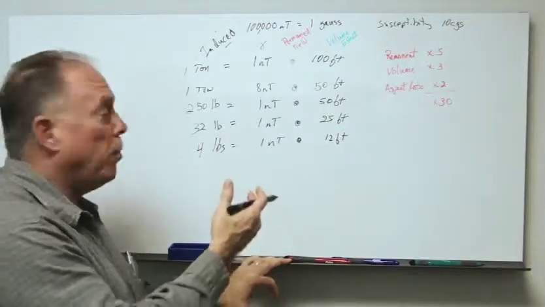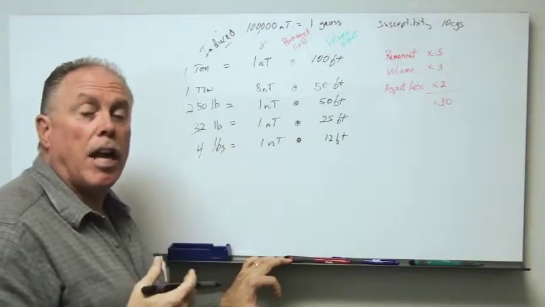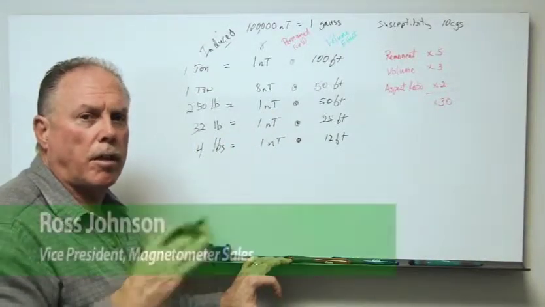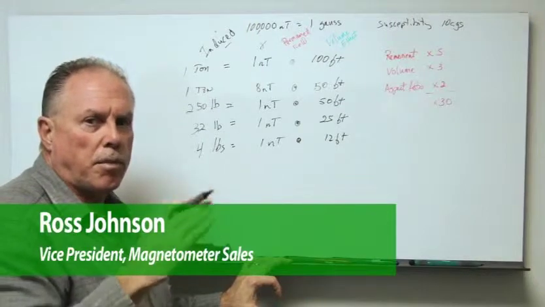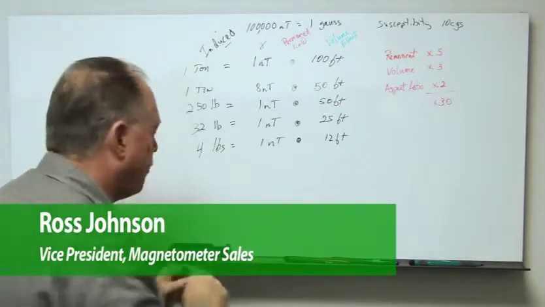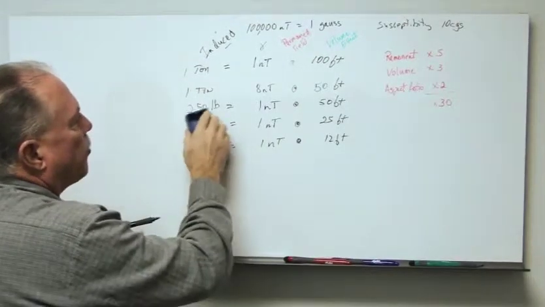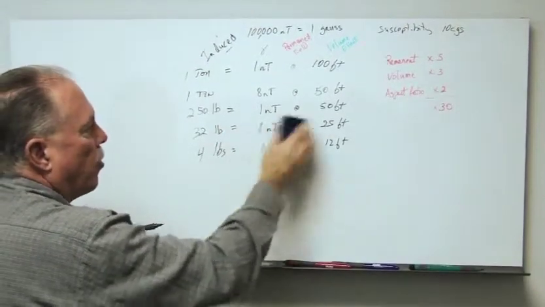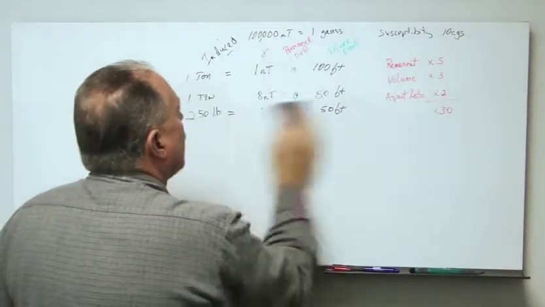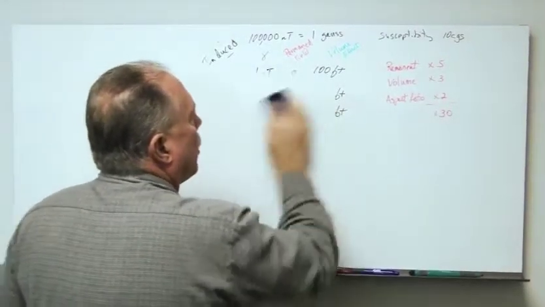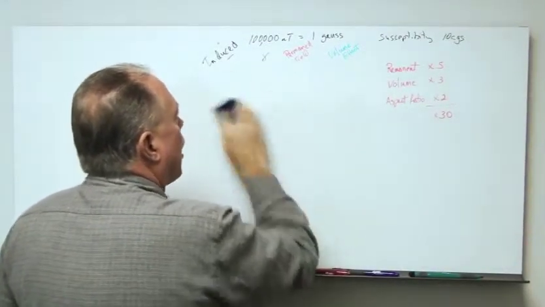So let's take an example of one of these targets and see how that would inform us about the survey lines, the shape of the actual grid. So let's say that we have a 250-pound object that we're looking for at 50 feet. So I'm going to redraw that information here at the top.